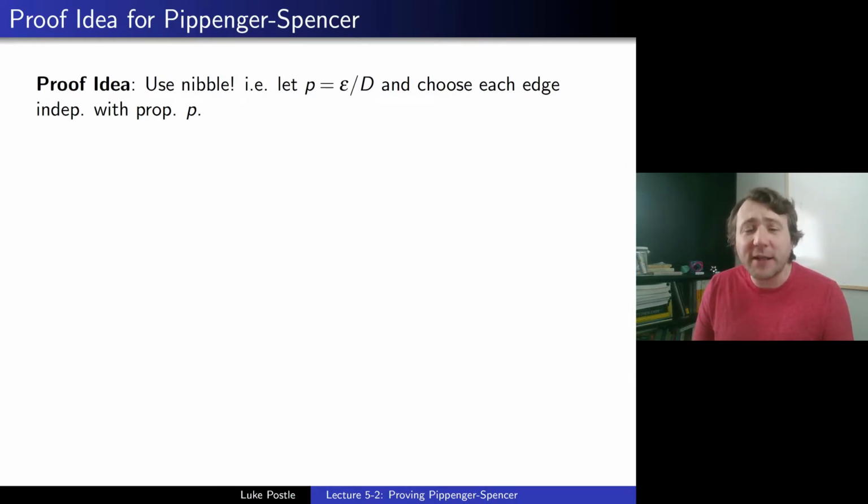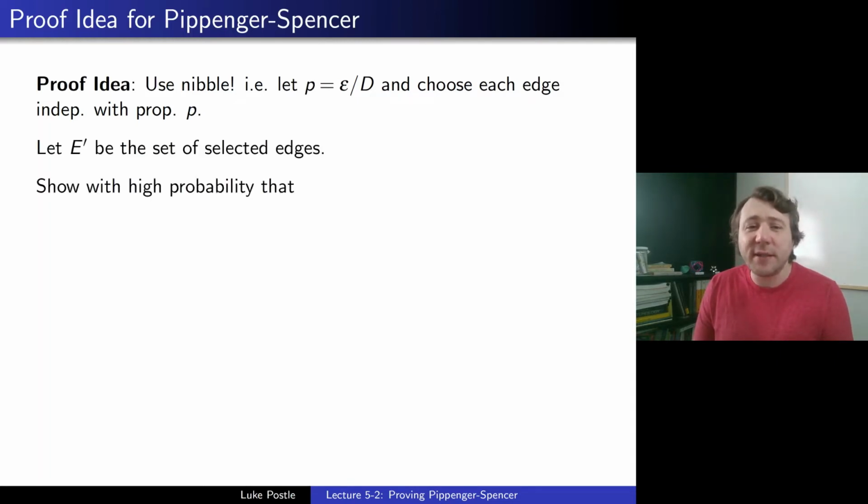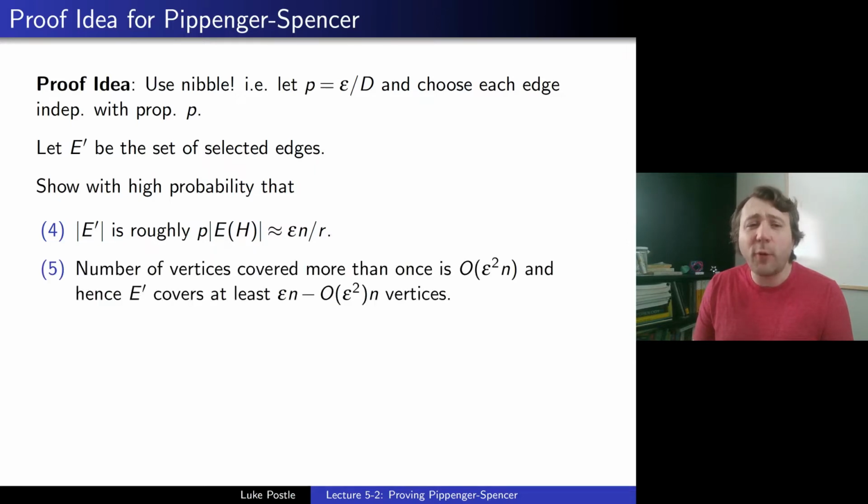And what was the proof idea was to use Nibble. So we let p be epsilon over D, and we chose each edge independently with probability p. And we let E prime be the set of selected edges, and we are going to show with high probability that E prime is roughly p times the size of E(H), which is approximately an epsilon fraction of the edges, epsilon n over r. So that's one thing we're going to show. That'll be number 4. Number 5, that the number of vertices covered more than once is roughly epsilon squared n, so hence E prime covers at least epsilon n minus on the order of epsilon squared n. So basically there's almost no overlap.